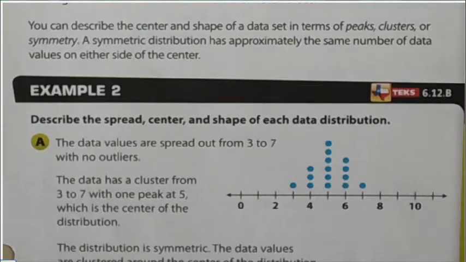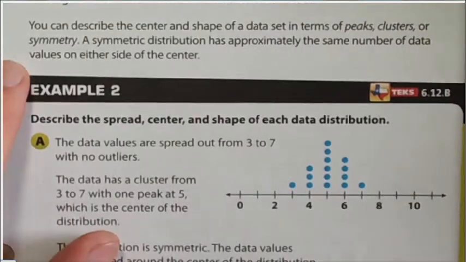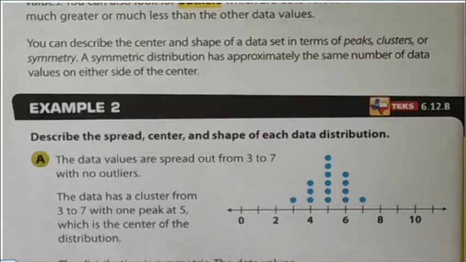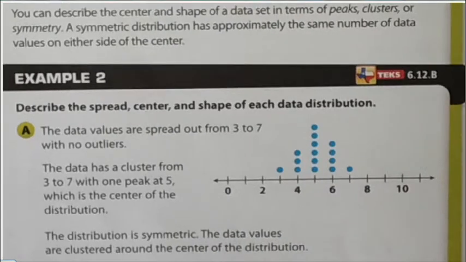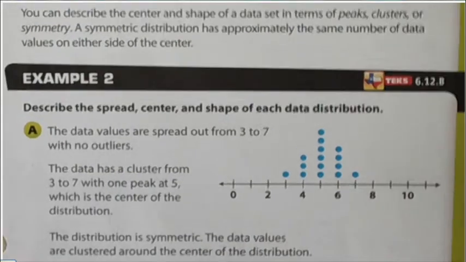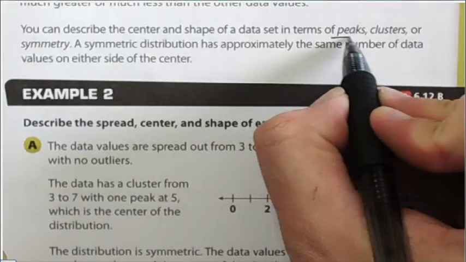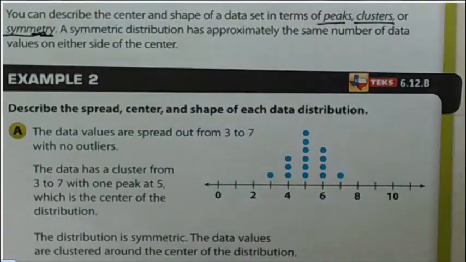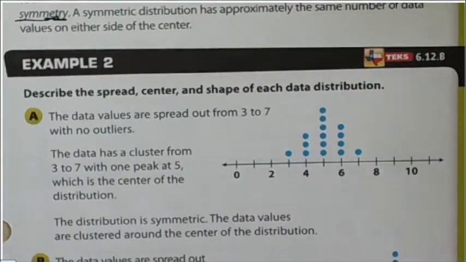Okay, so I'm looking at the last paragraph here under interpreting a dot plot, and it says you can describe the center and shape of a data set in terms of peaks, clusters, or symmetry. Symmetric distribution has approximately the same number of data values on either side of the center. So let's look at example 2. I want to talk about those 3 words, so let's go ahead and underline those real quick. We've got peaks, clusters, and symmetry. And we'll talk about how to determine what all of our dot plots represent.